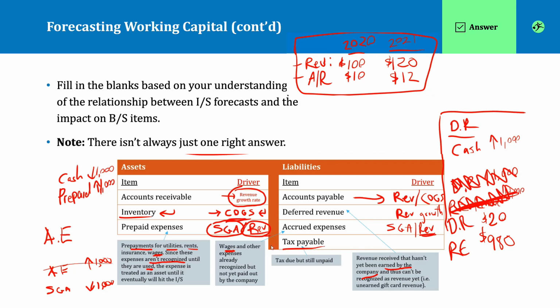Last but not least, tax payable. Theoretically, this could be grown at the rate the tax expense on the income statement is going to grow, the tax growth rate. Presumably, as our taxes grow, the tax payable should grow accordingly. Again, lowest common denominator is always revenue. That's always a viable option. So as you can see here, the framework is to tie working capital items to their closest operating match on the income statement.